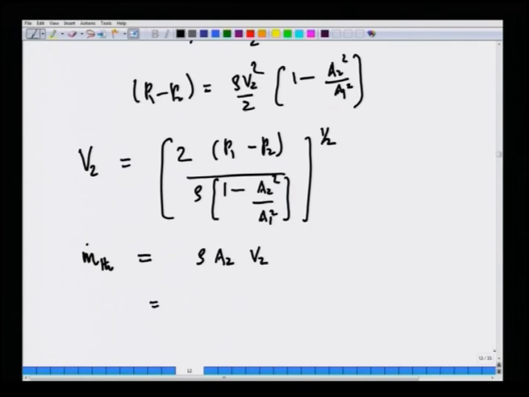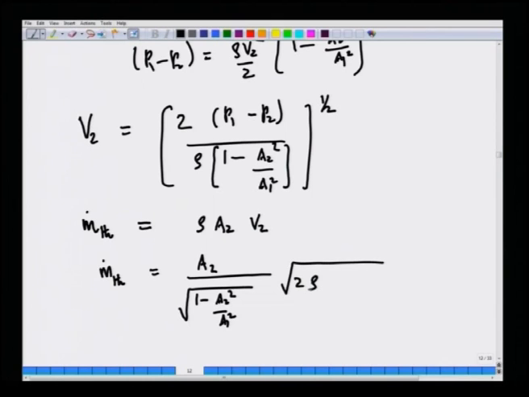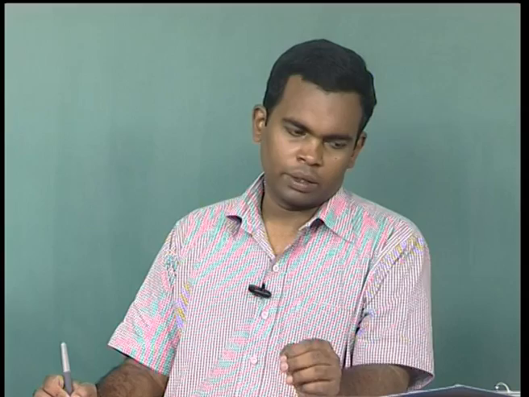Okay. So, this will now become m TH equals A 2 by square root of 1 minus A 2 squared by A 1 squared times square root of 2 rho P 1 minus P 2. That is, this TH represents a theoretical estimate for mass flow rate, because in reality this may not be exactly true, as we have neglected losses. Okay. But right now we are just estimating based on the application of Bernoulli equation.